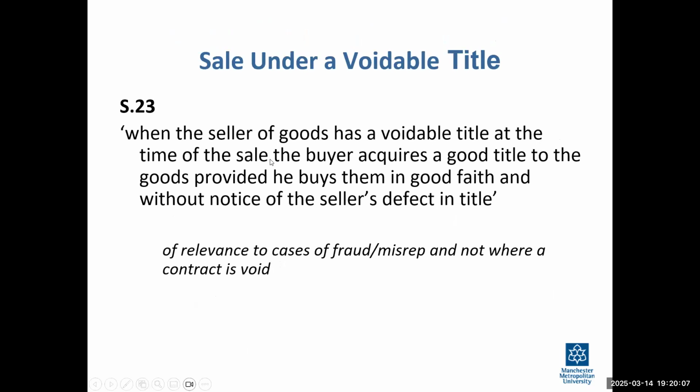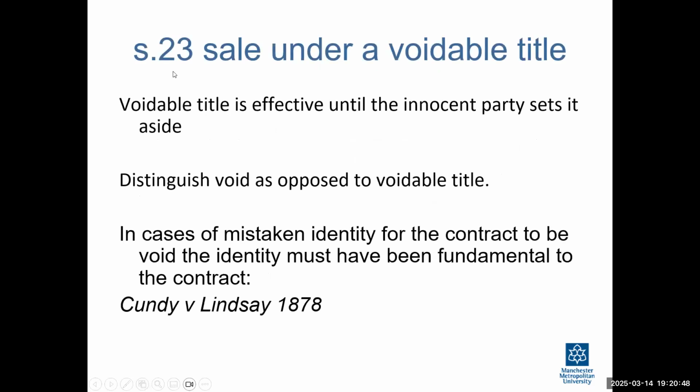Now we want to move on to talk about sale under a voidable title. So when the seller of goods has a voidable title, meaning that there has been a misrepresentation or something that makes the contract voidable, meaning it has to be set aside before it can be void. It has to be avoided by the innocent party. So it could be due to fraud or misrepresentation, but not where the contract is void. And we've seen inconsistencies in cases on this. Some of the cases on this are Ingram and Little, Lewis and Averay. There's also Sundi and Lindsay. We're going to be applying those in the context of the question.